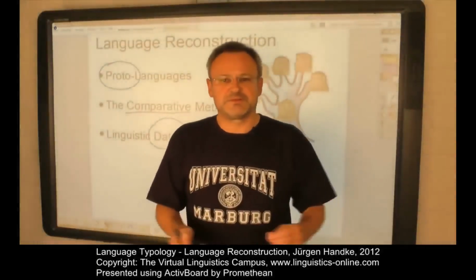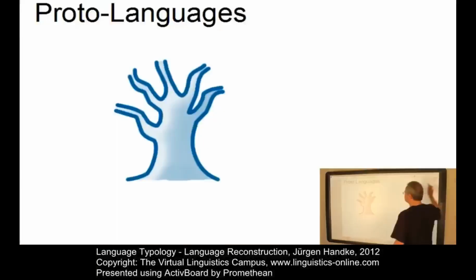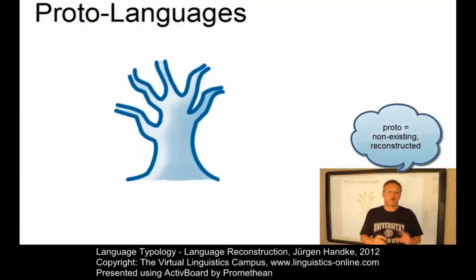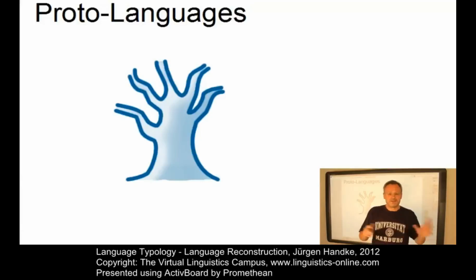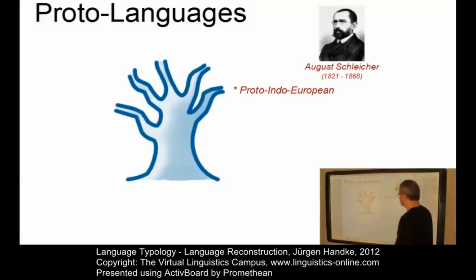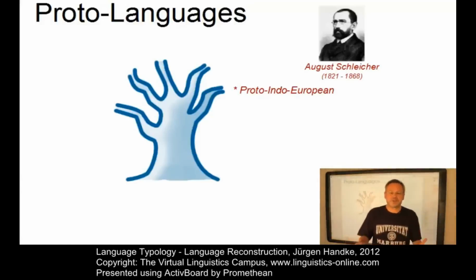Let's start with proto-languages. A proto-language is a hypothetical or reconstructed, typically extinct language. It is not known directly, rather it is a linguistic reconstruction that is formulated by applying the comparative method. A well-known example is Indo-European, or to be precise, Proto-Indo-European. This is the reconstructed common ancestor of the Indo-European languages.